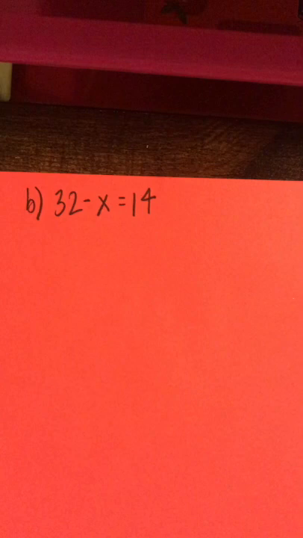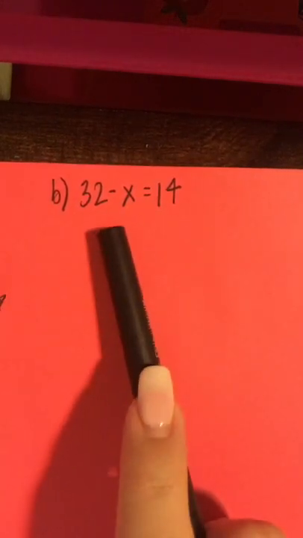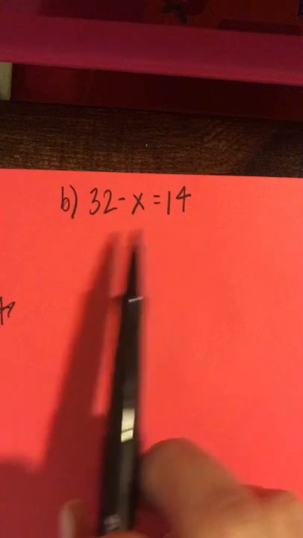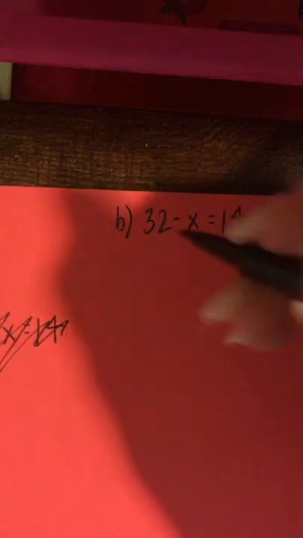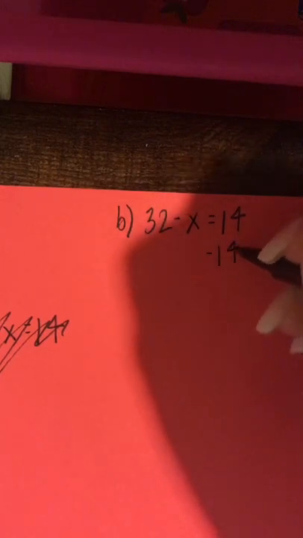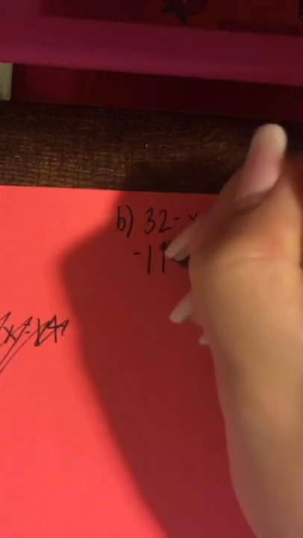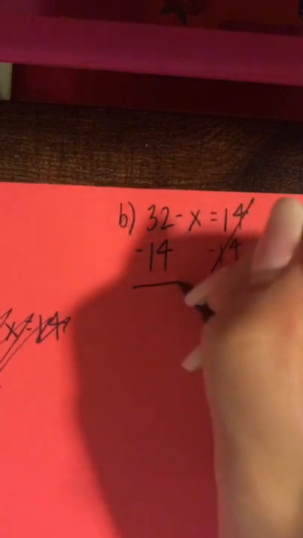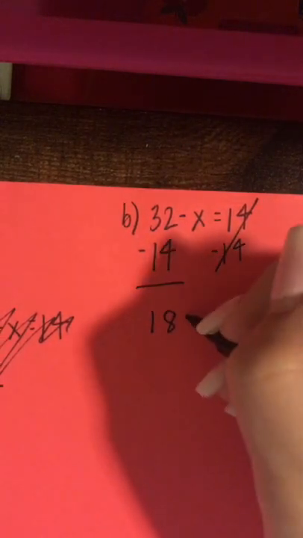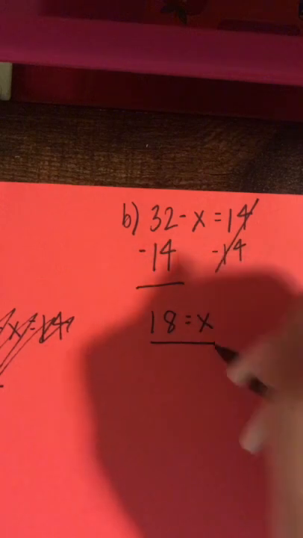So for example B, we have 32 minus x equals 14. So this way we're going to do it a little bit different because we are trying to find a subtrahend, all right? So in order to find a subtrahend, we are going to subtract the difference from the minuend, all right? So you will subtract 14 from 32, and that will give you 18. So that will be your value of x.